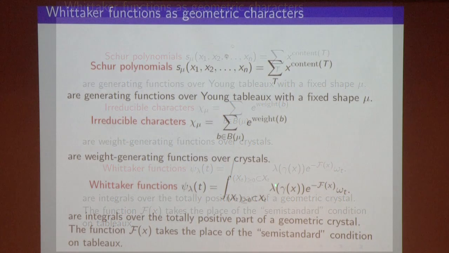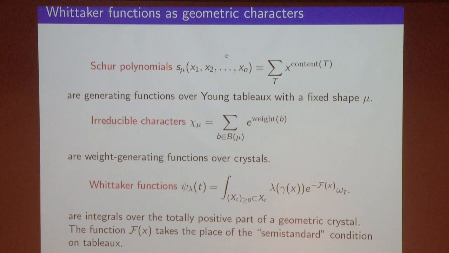Lambda, so gamma of x, gamma is the weight function, and it tropicalizes to the weight function of a crystal graph. And so here you're keeping track of the weight, and instead of summing, you're now integrating. This e to the minus f of x is something which doesn't appear in this classical combinatorial setting.